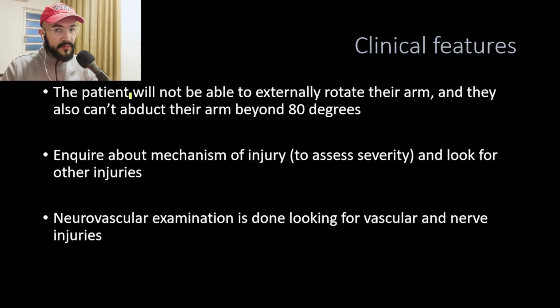Now this is an important point: the patient will not be able to externally rotate their arm, and they also can't abduct their arm beyond 80 degrees. So when you do your orthopedic examination, focus on these points. Ask them to externally rotate their arm. If they can't, this would make the posterior shoulder dislocation more likely. Also ask them to abduct their arm. If they can't abduct it beyond 80 degrees, this would also make the posterior shoulder dislocation more likely.